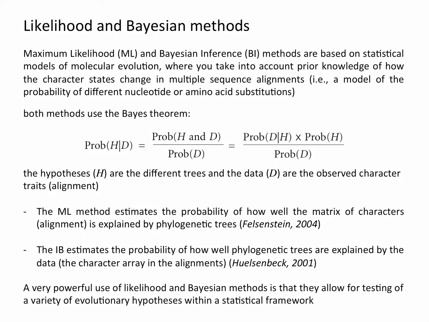When the concept of calculating likelihood score is applied to a phylogenetic analysis, the hypotheses are the different trees and the data are the observed character traits. To do this, an explicit model of how the character states change in a multiple sequence alignment is needed. This is called a model of evolution. These methods are very powerful and widely used for phylogenetic tree construction because they allow for testing a variety of evolutionary hypotheses within a statistical frame.